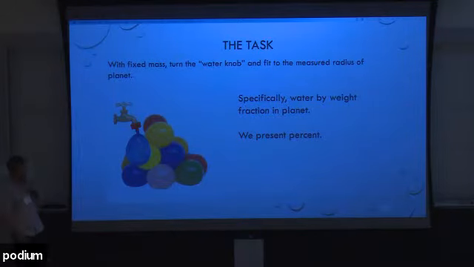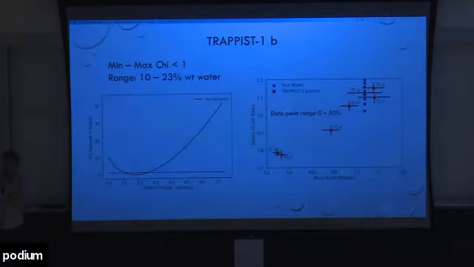In the code we did decimal points here, we just give them as percent. So I'll take it away, and you can correct me if I stumble here.